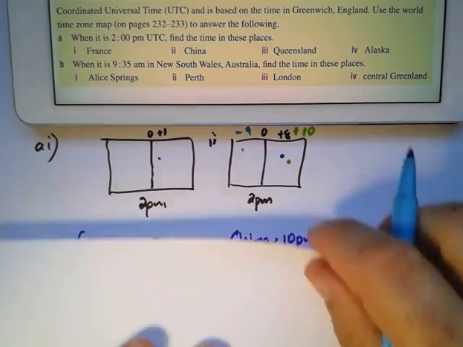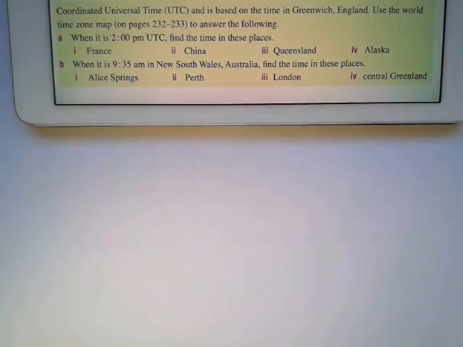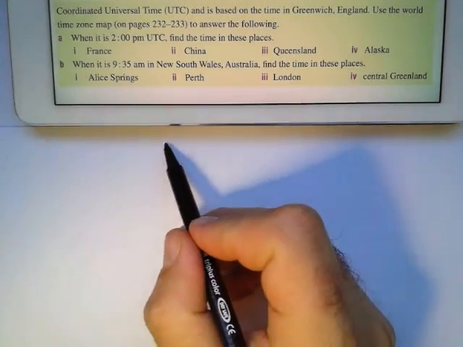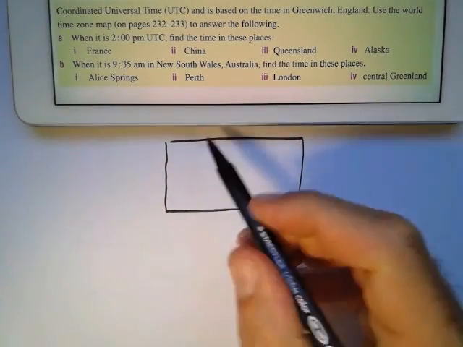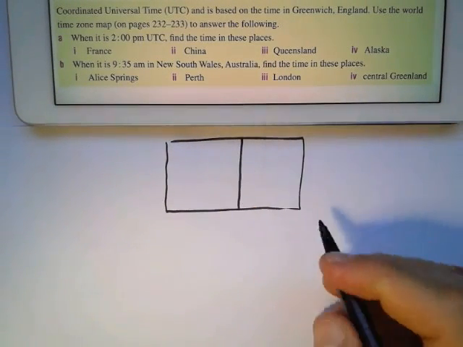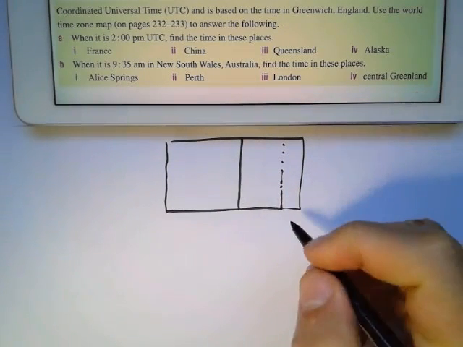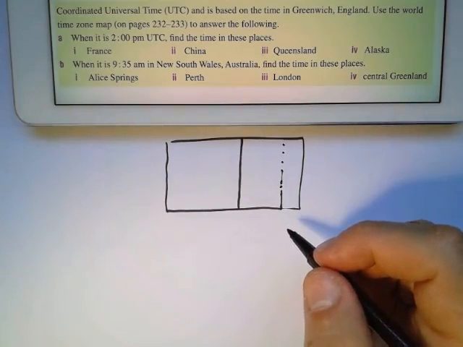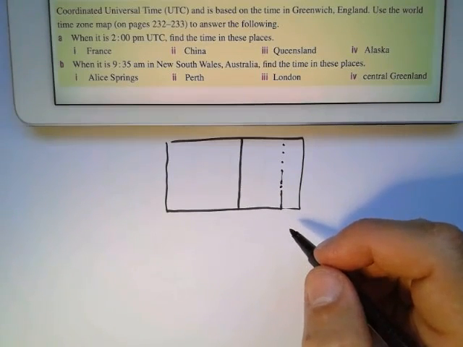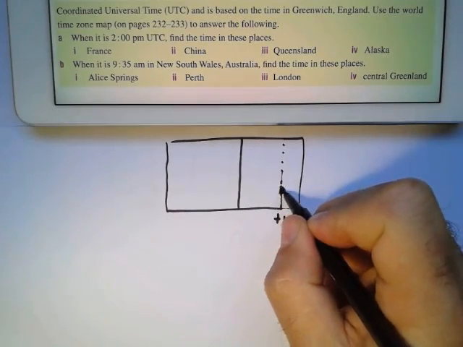Okay, I'm going to use a new page to do the next part. They say if it's 9:35 a.m. in New South Wales, Australia, what is it in Alice Springs? So if I draw, and I'm just going to draw one of these now. Okay, it's 9:35. Oh, sorry, in New South Wales. So New South Wales is over there. On my map, New South Wales is at +10. This is where we are.